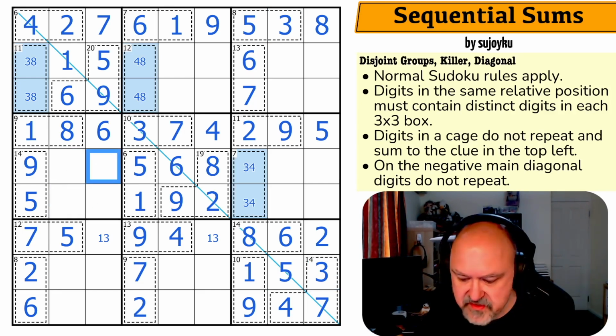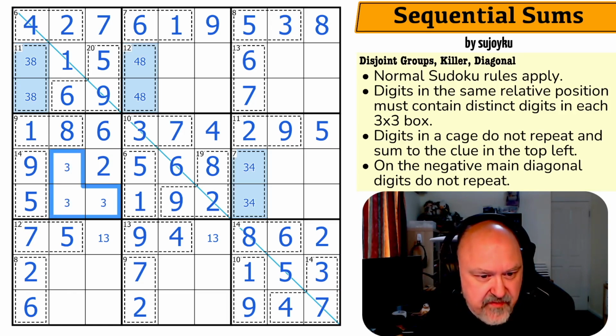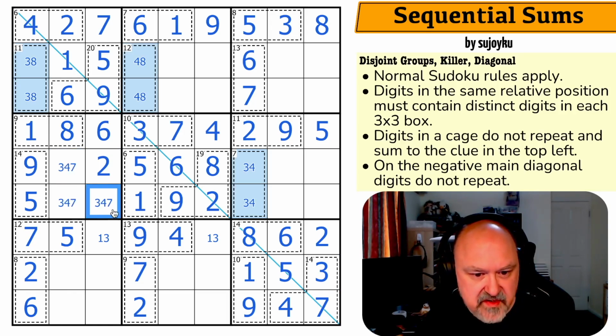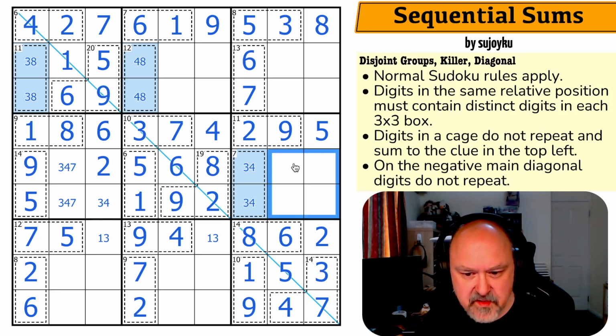No 2 in any of those, so that's a 2. This is a triple, 3, 4, and 7. There's no 7 there. Okay, in here I need to put a 1 in one of those two. 2, 3, 4, 5. I need to put a 6 right there.